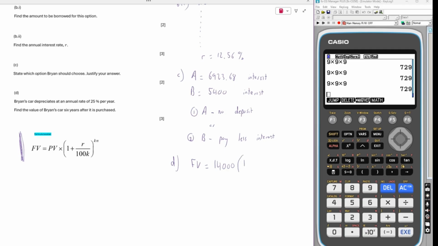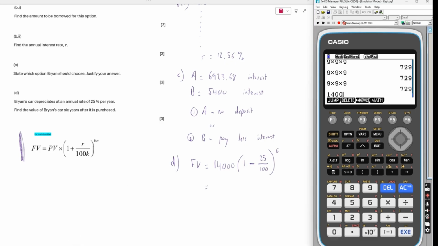Now, it says depreciate. Depreciate means going down. So it's not actually 1 plus, it's going to be 1 minus, because it's going down. The rate is 25%. So 25 over 100 times K. Well, K is the number of compounds per year. And if it's annual, then it's just 1. So we're just going to leave it as 100 to the power of K, which again is 1, times N. The number of years that we've got is 6 years. So 6. Let's get an answer for this.